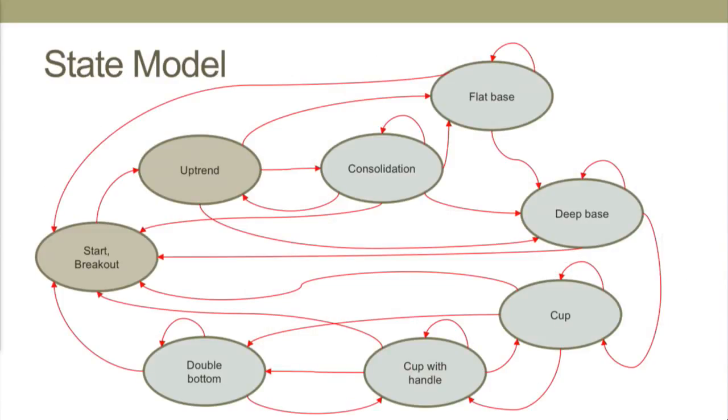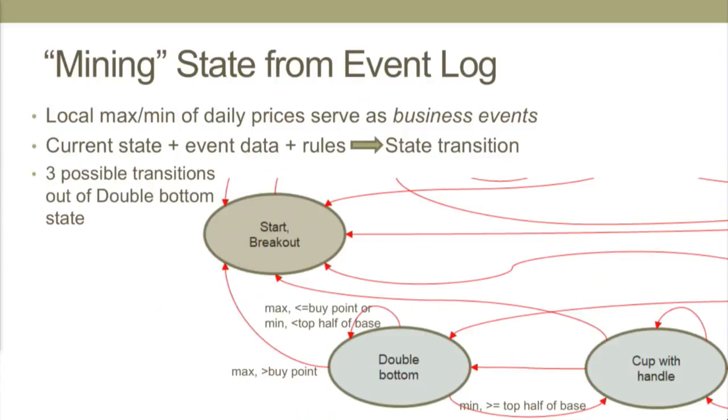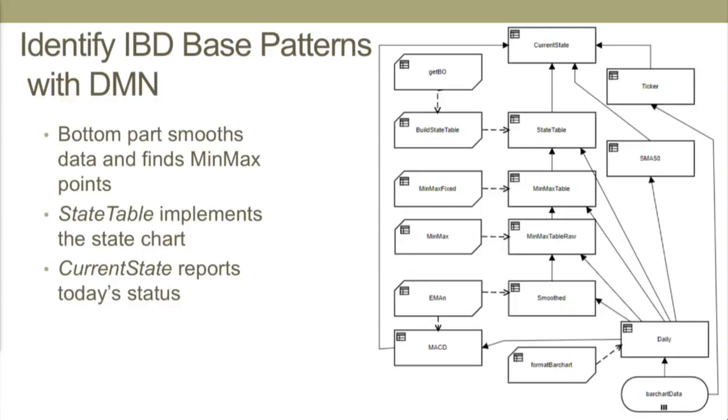So I conceived of these base types as basically a state chart, the bubbles representing the base types, and each daily bar in the price chart potentially representing a state transition, shown by the red arrows here. Now, it turns out that only local minima and maxima of the price are significant business events. So that business event plus the current state plus business rules give you the new state.